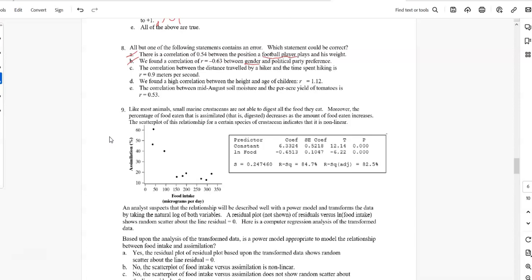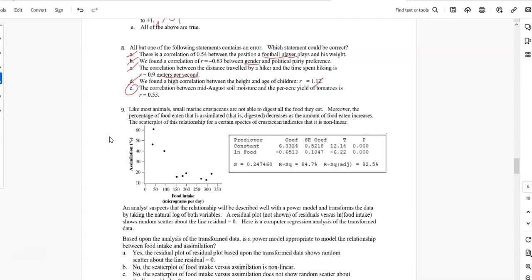Correlation between the distance traveled is measured in meters per second. Correlation is just a number. It doesn't have a unit, so that can't be it. We have a high correlation between height and age of children, R equals 1.1. That is so silly. We just talked about how R is between 1 and -1, so that's not going to work.